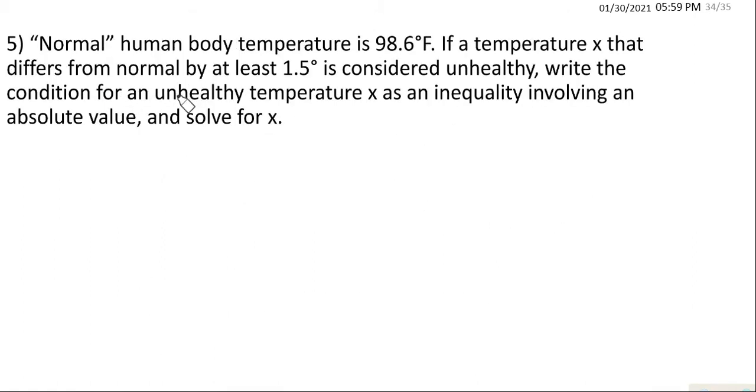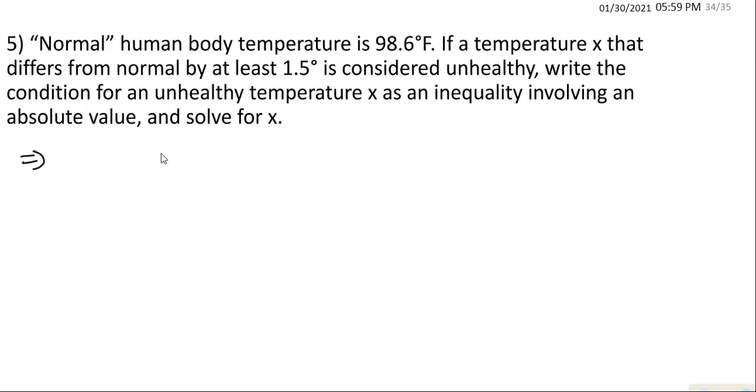Another example: normal human body temperature is 98.6 degrees Fahrenheit. If a temperature x differs from normal by at least 1.5, that is the least, is 1.5, so it is greater than or equal to 1.5, it is considered unhealthy. Write the condition for an unhealthy temperature x as an inequality involving an absolute value.